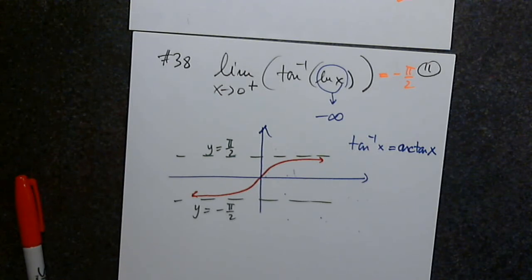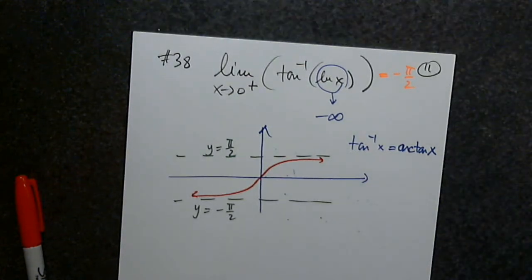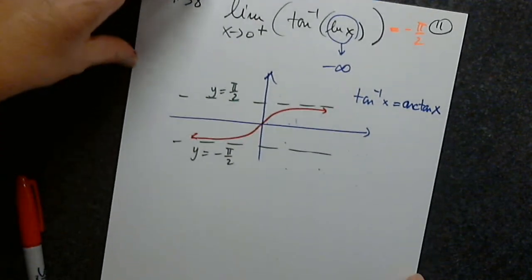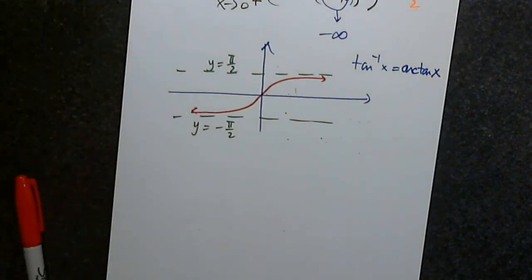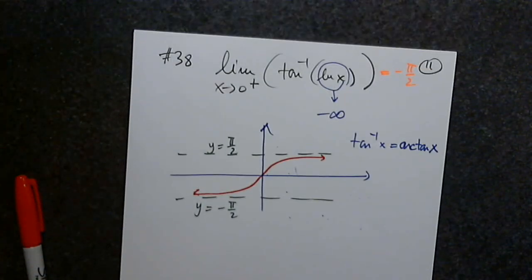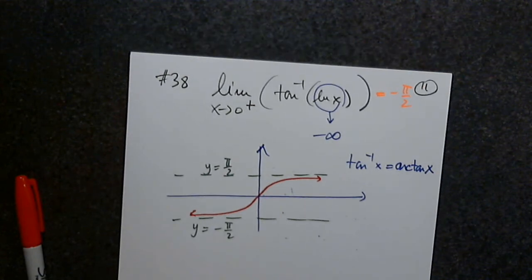Any questions? Can you summarize? Yes. The rationalization for the answer negative pi over 2 again.